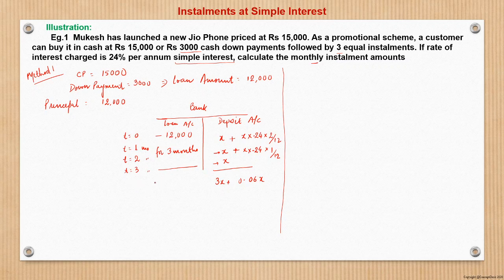And similarly here, after 3 periods, the value of the 12,000 rupees at the end of third period will be 12,000 into 1 plus 0.24 into 3 by 12 raised to power 3, right? Can we say this? What are we doing basically? This is nothing but the compound interest formula or the future value formula.